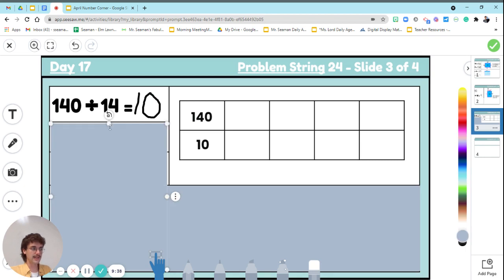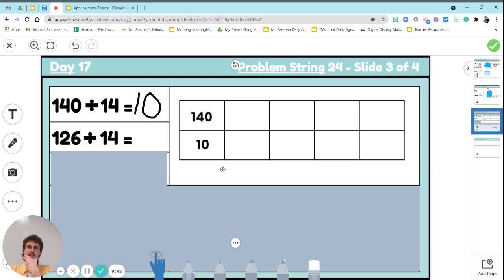If we jump to the next problem here, it says 126 divided by 14. Let's think about why that's significant. Well, that's significant because if you subtract 14 from 140, you get 126.